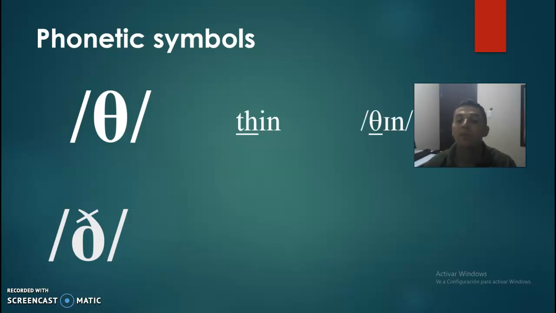Examples: thin, this. Look the difference. Thin, thin. No vibrate. D, d. Vibrate.